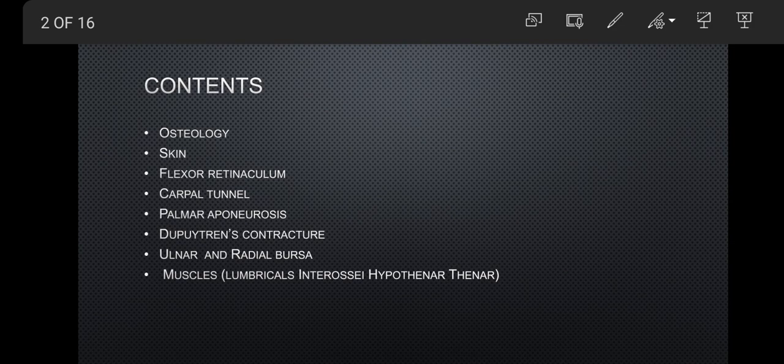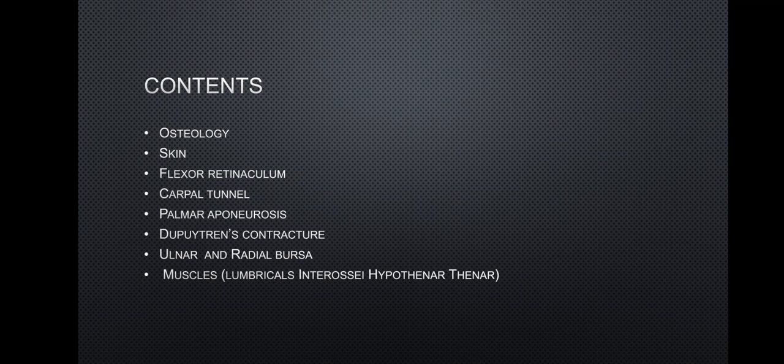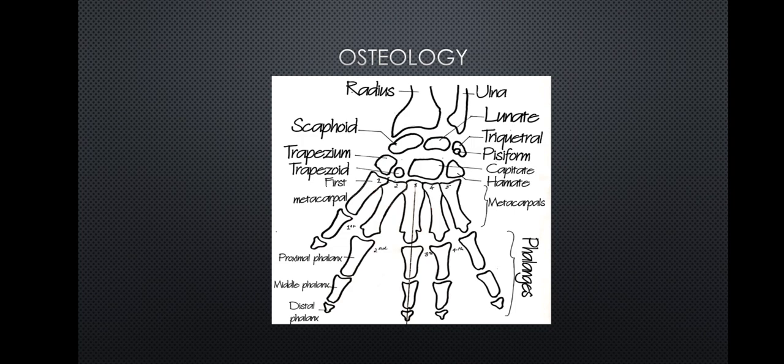These are the anatomical aspects of the hand that I'm going to cover in this video: the osteology of the hand, skin, flexor retinaculum, carpal tunnel, palmar aponeurosis, Dupuytren's contracture, ulnar and radial bursae, and the muscles of the hand. Moving on with the osteology of the hand, these are the carpal bones of the hand, these are the metacarpal bones of the hand, and these are the phalanges of the hand.